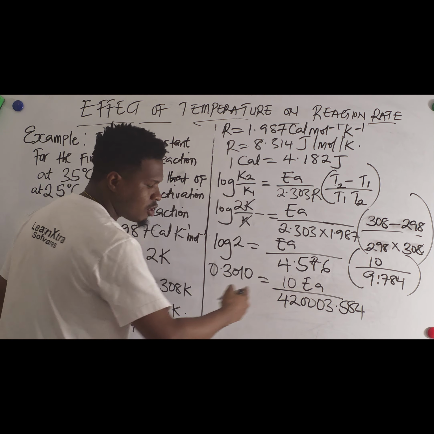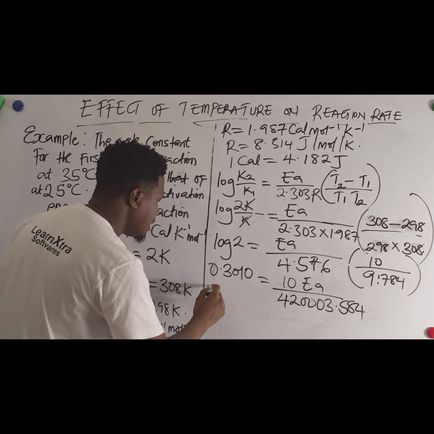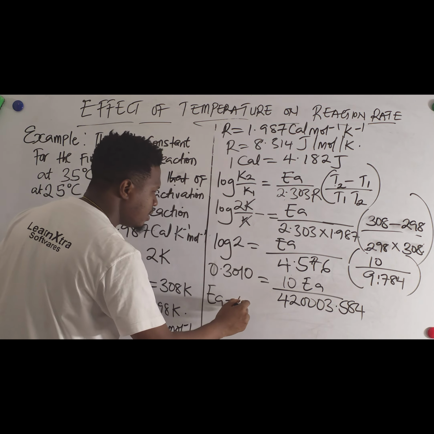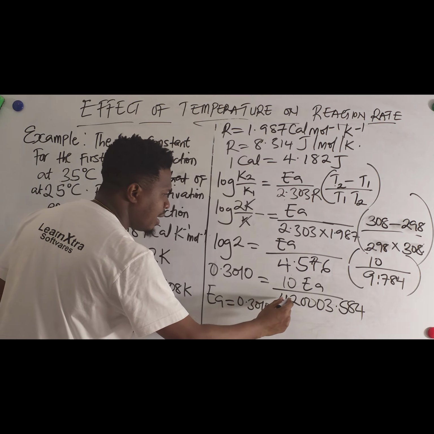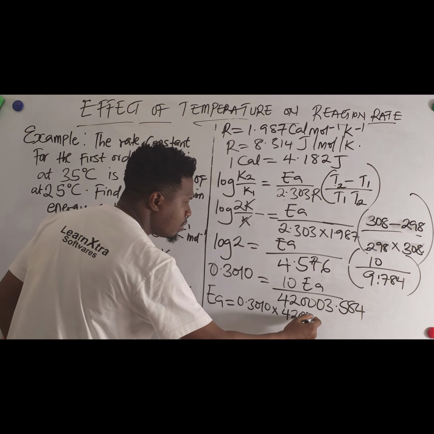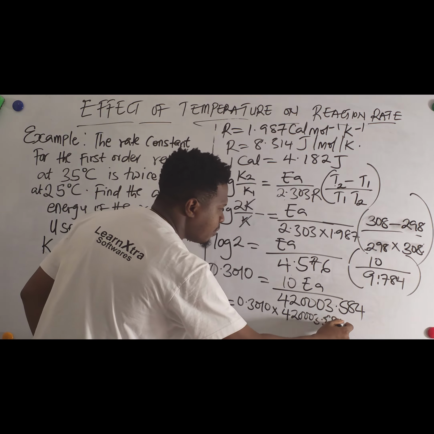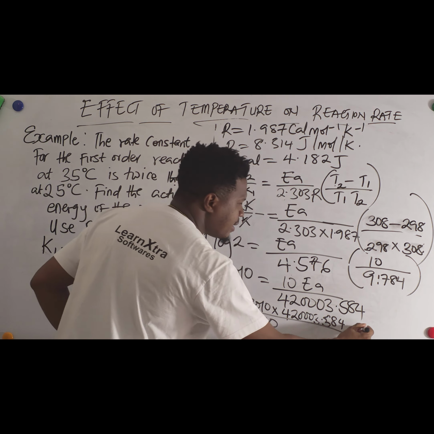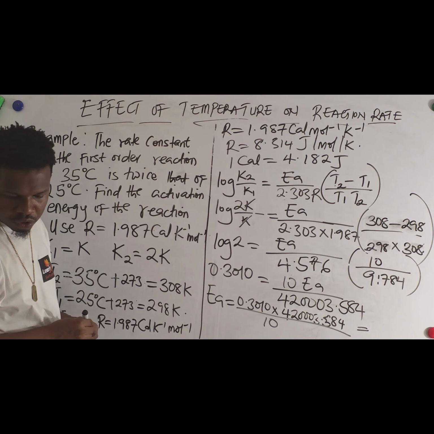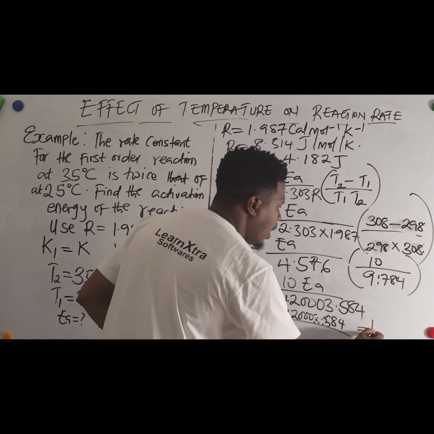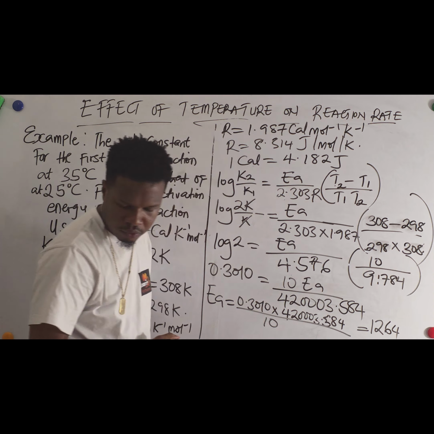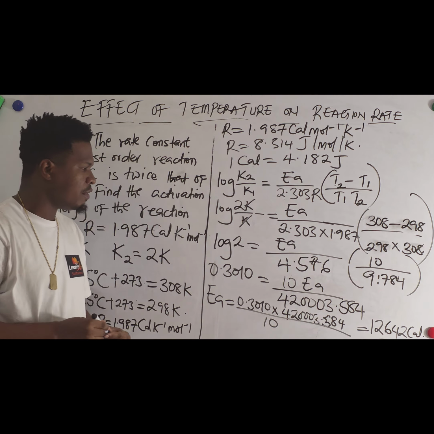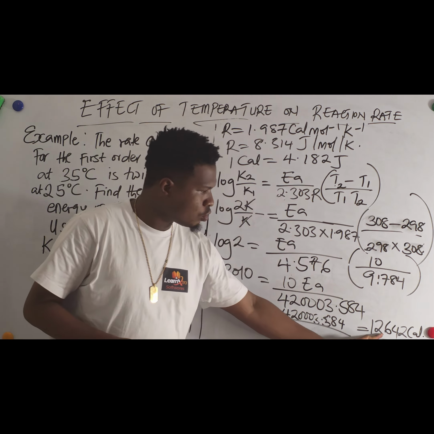So if I make EA subject of formula from here, I'll have that EA will be equal to this times this divided by this, right? So I have that 0.3010 times 4200003.584 all over 10. Okay, so when you divide this, you will now have the answer. So this should give you 12642 calorie. This is the answer. So the activation energy for this reaction is 12642 calorie.